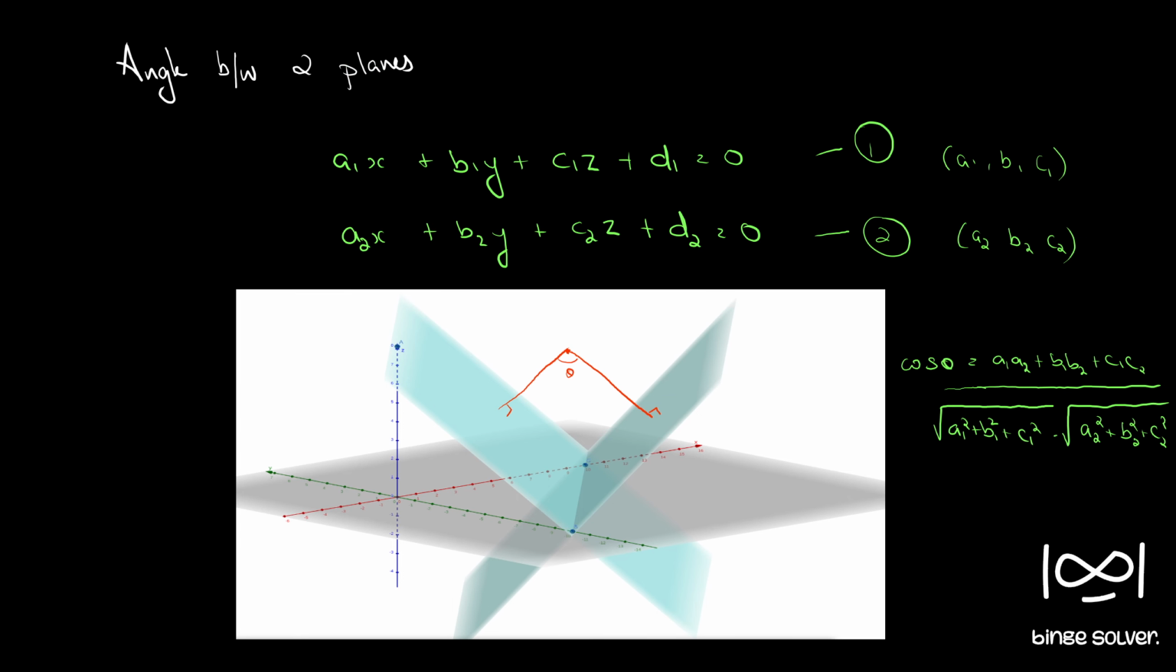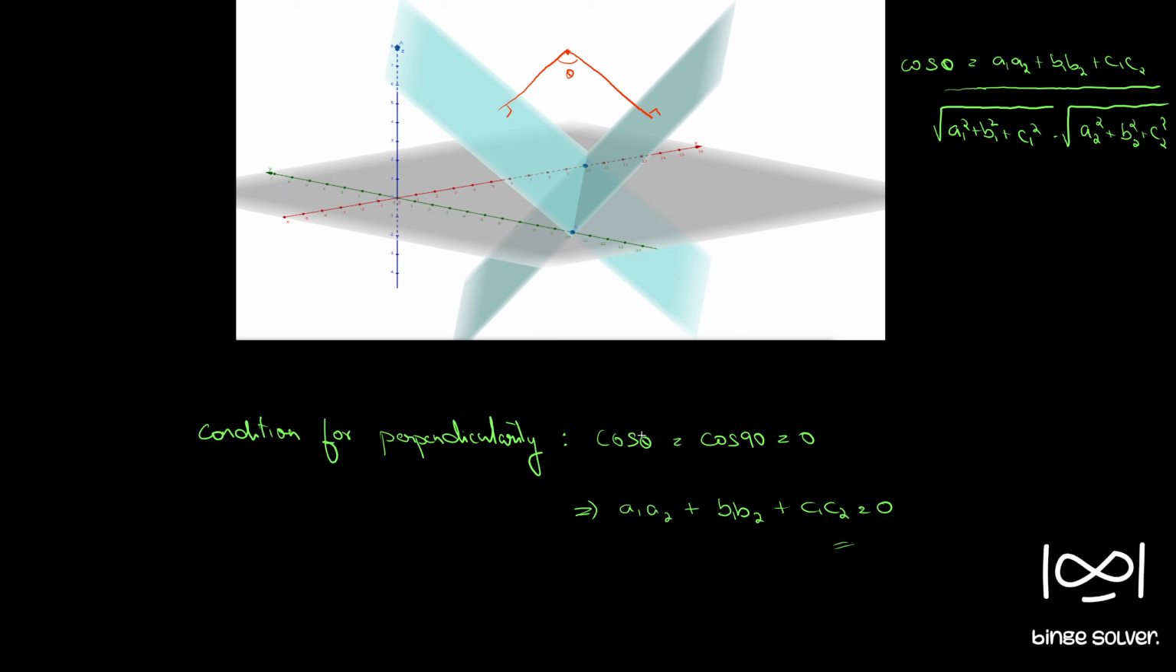So if we have two planes in general form, and we need to check whether these two planes are perpendicular to each other, we just need to find whether a1 a2 plus b1 b2 plus c1 c2 is equal to 0. And how that comes is through this formula, the angle between the two planes, and from this we will have this.